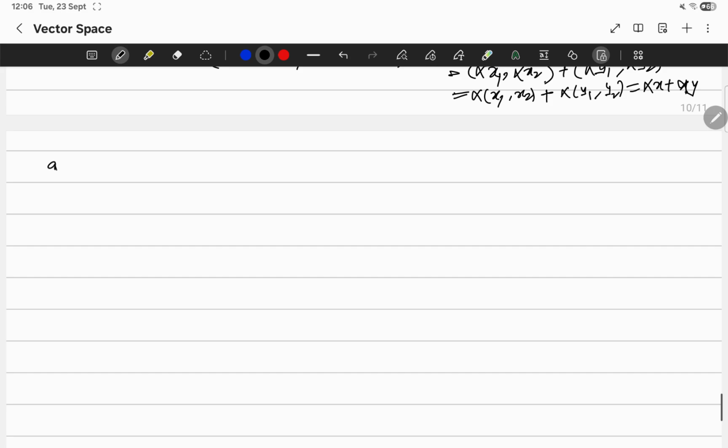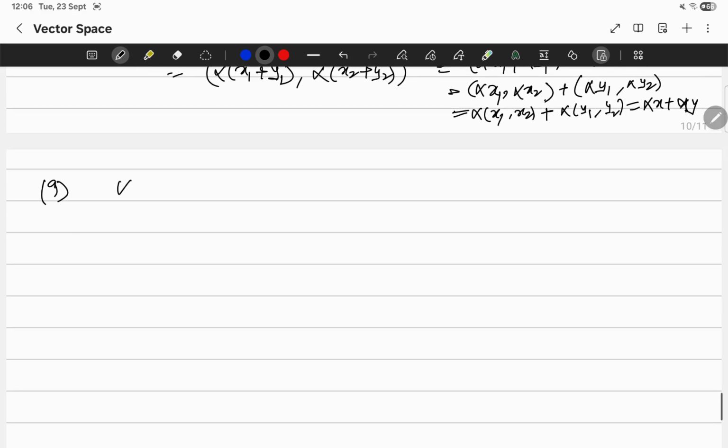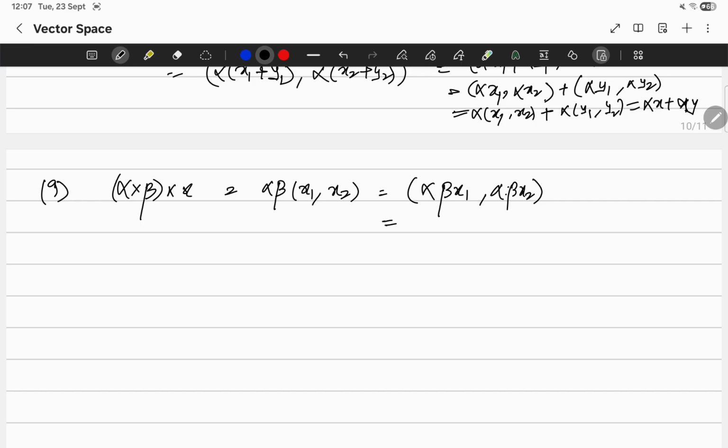So the ninth property is that alpha times (beta times x) equals (alpha beta) times x. So that is alpha beta into (x1, x2). So that is (alpha beta x1, alpha beta x2). x1 is a real number, alpha is a real number, beta is a real number. So you can take (alpha beta of x1, alpha beta of x2). So you can say alpha beta of x.